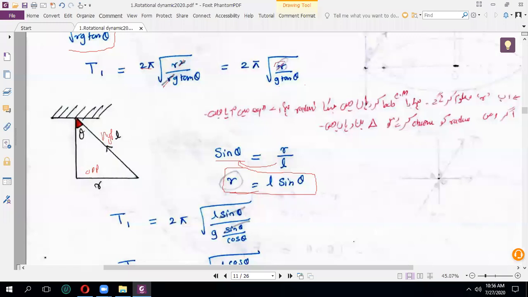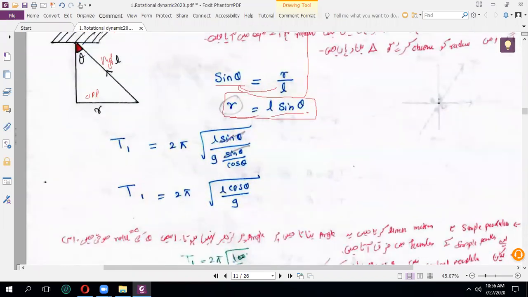Here you can see R. Replace this R by L sin theta. We are substituting this value here, and inside you can see tan theta. We know that the formula of tan theta is sin theta upon cos theta. So replace this tan theta by sin theta upon cos theta.